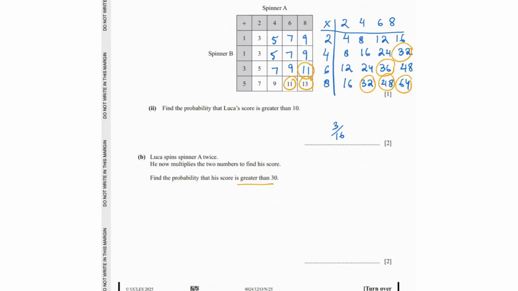And we have these 6 scores. So it's going to be 6 out of 16. That's the probability of Lucas scoring greater than 30 if he's spinning spinner B twice and multiplying the scores.